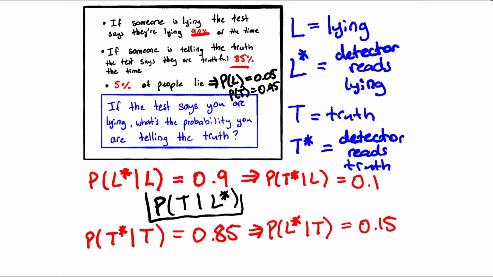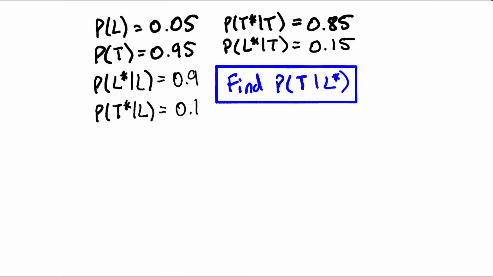So we're looking for this right here, and we have all these other terms that we figured out that can help us along the way. So let's calculate this using Bayes' formula. So I've consolidated all the stuff we need to know from the previous slide, and we're trying to find the probability that you're telling the truth given that the lie detector reads that you're lying.